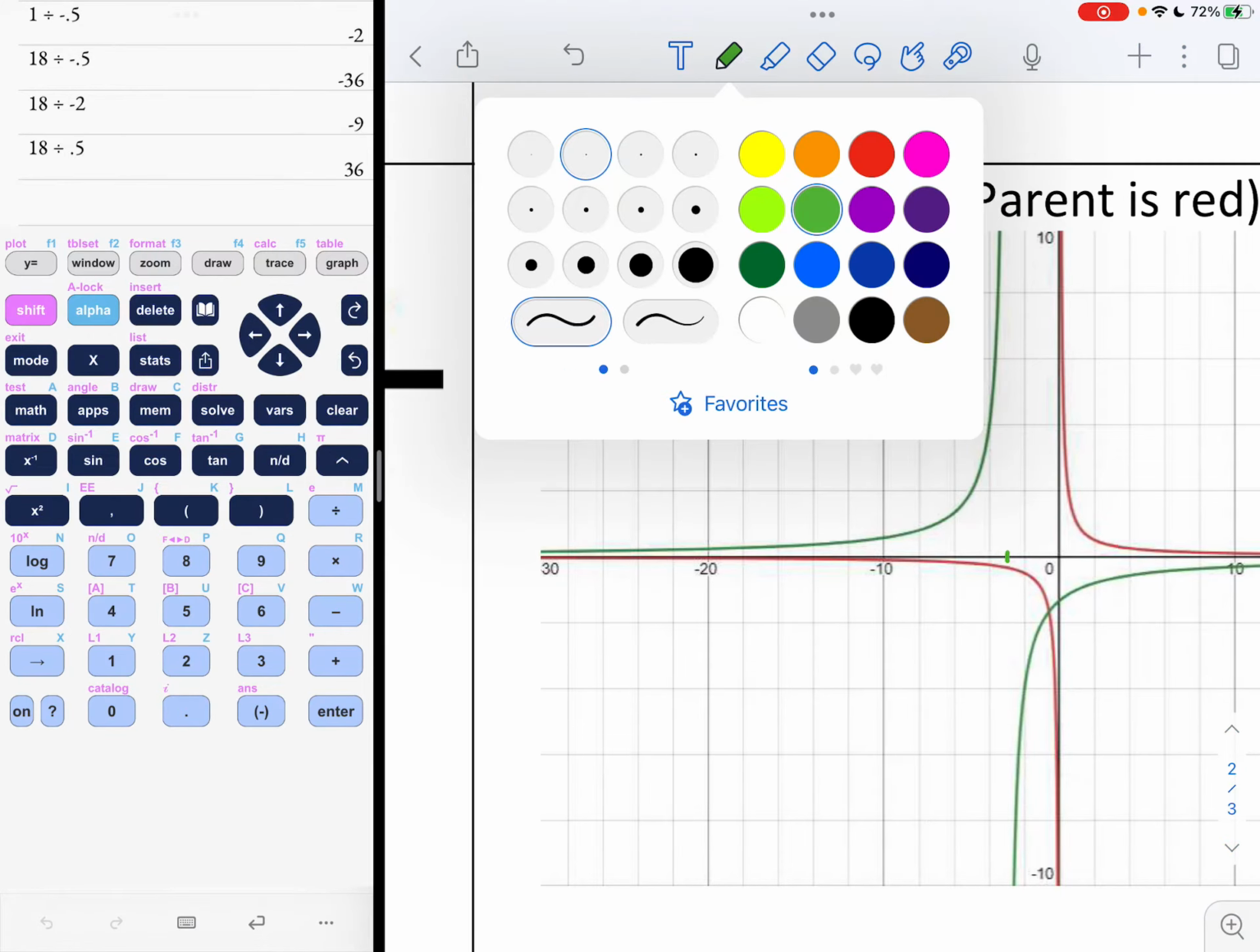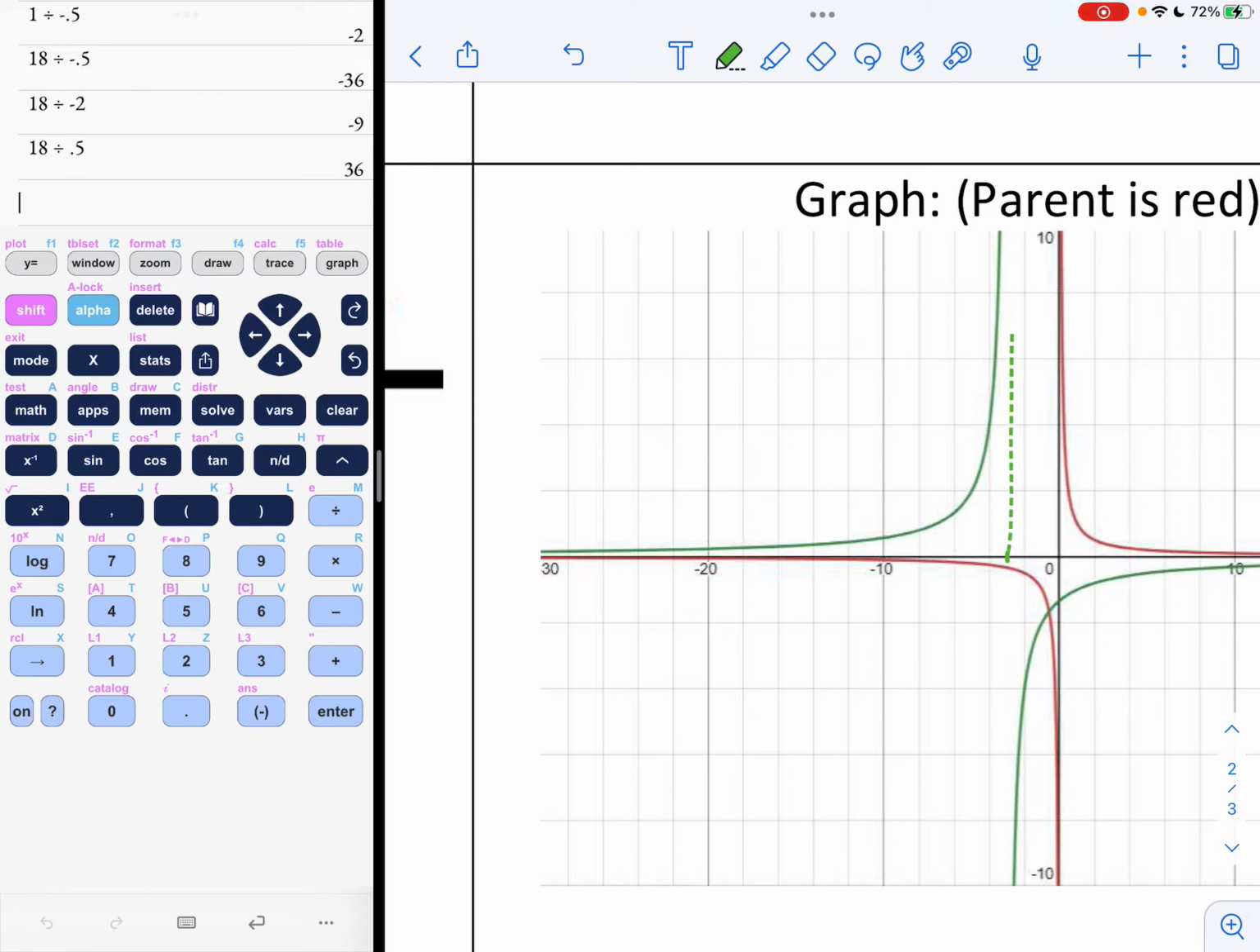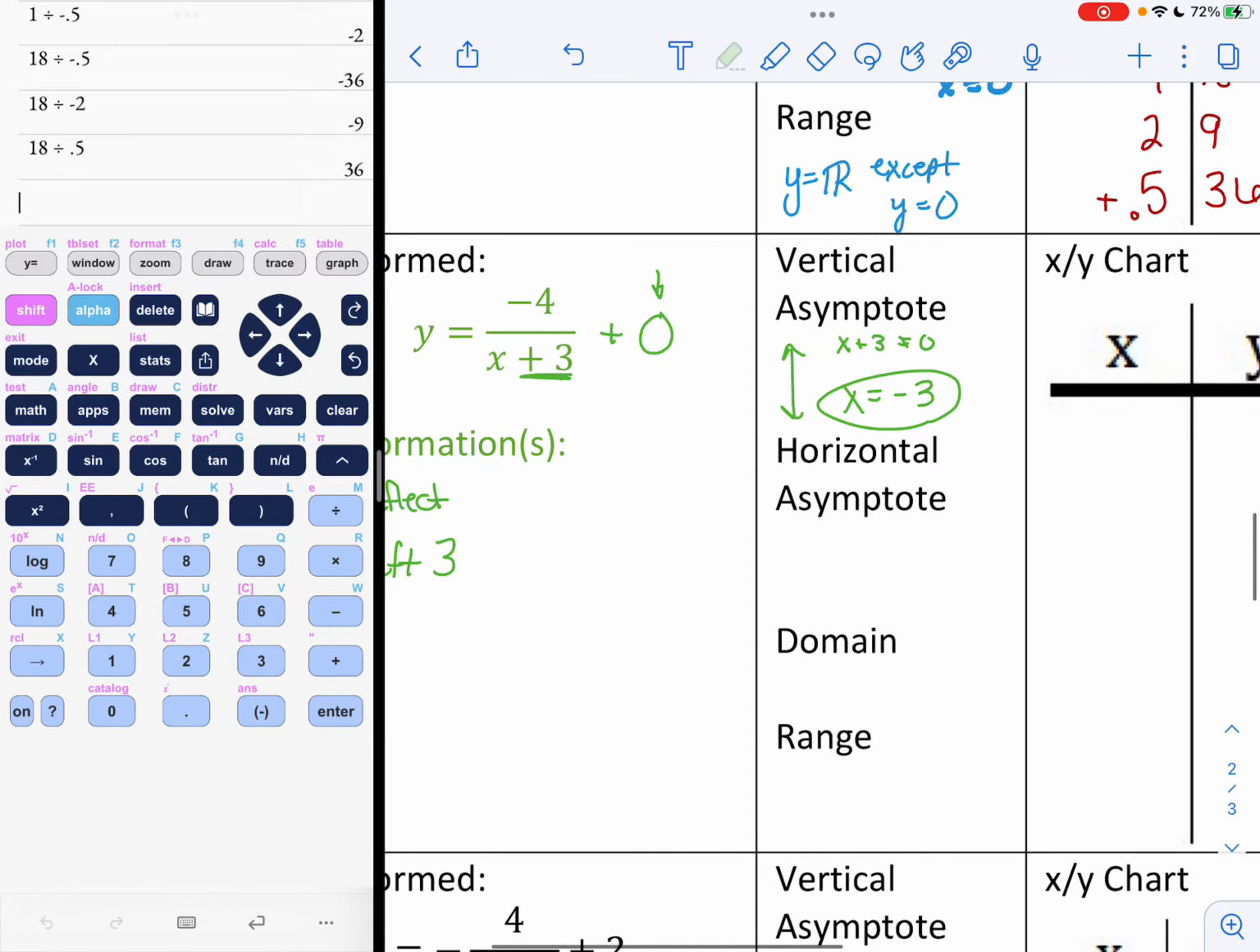And I'll make that a broken line. Asymptotes are typically graphed with a broken line. So let's go ahead and select that. Here's negative 3. So you can see that this asymptote truly is at negative 3 when I draw it here. So there's your x equals negative 3. You can see it's approaching it, but it's not touching it.